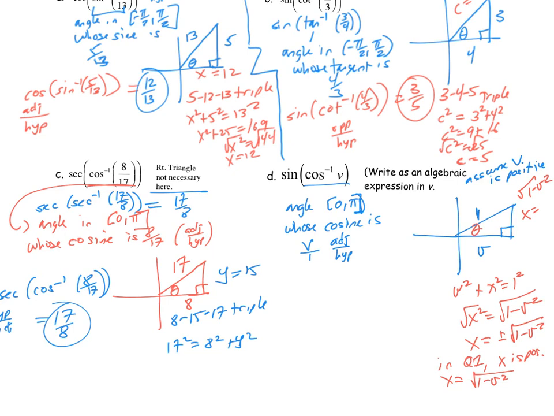So now that we have the right triangle set up, we simply need to find the sine relationship from the right triangle that we set up. So that's going to be the length of the opposite side over the length of the hypotenuse. So the length of the opposite side is the square root of 1 minus v squared, and the hypotenuse is 1, so it's just the square root of 1 minus v squared.